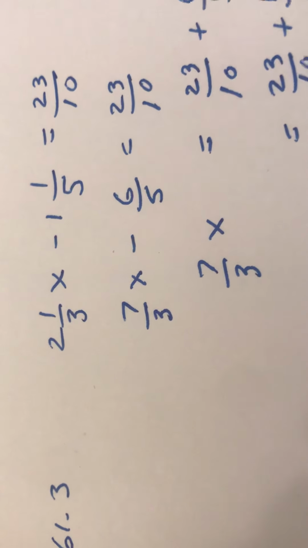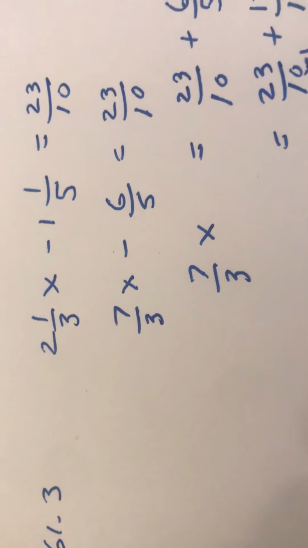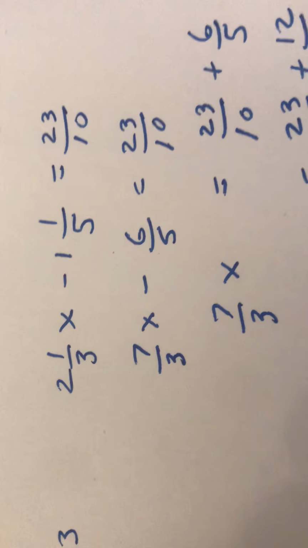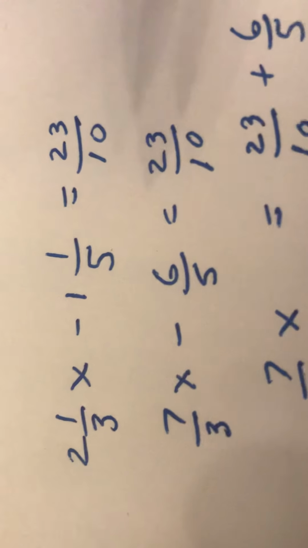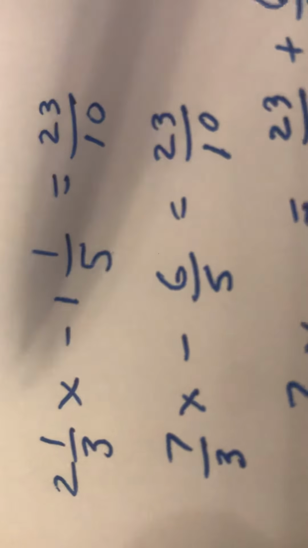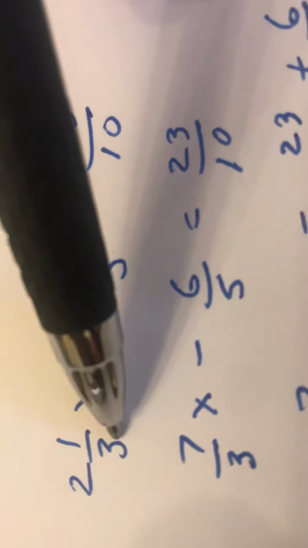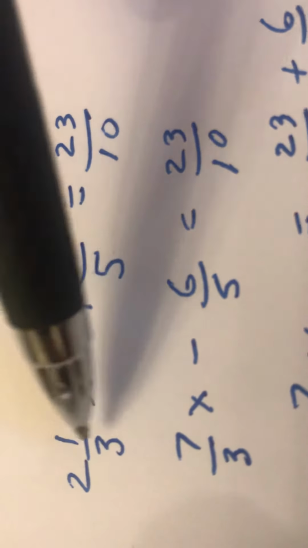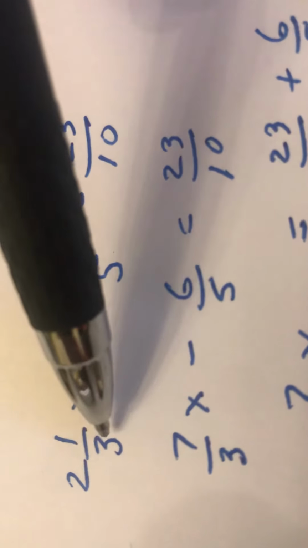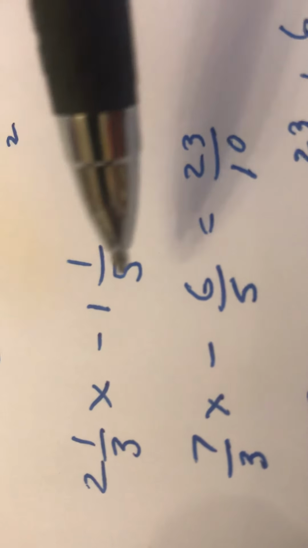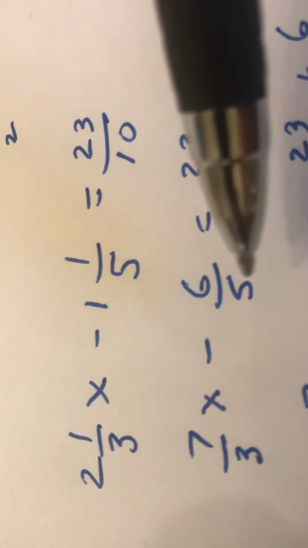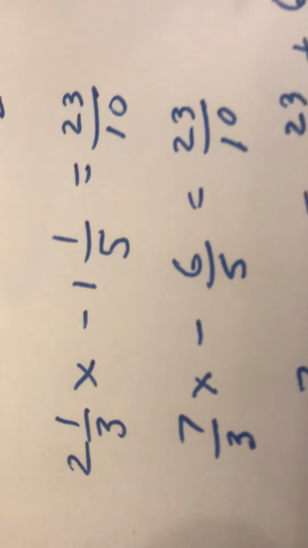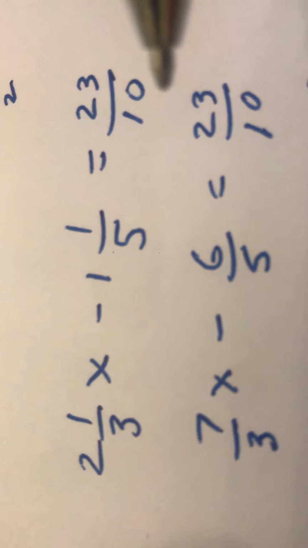So the third example in 61.3 involves mixed numbers. So it's just one extra step. Don't get freaked out because they're mixed numbers. We just change: 3 times 2 is 6 plus 1 gives me 7/3. So I use the same denominator. 5 times 1 is 5 plus 1 is 6/5. 6/5. And I already have 23/10.